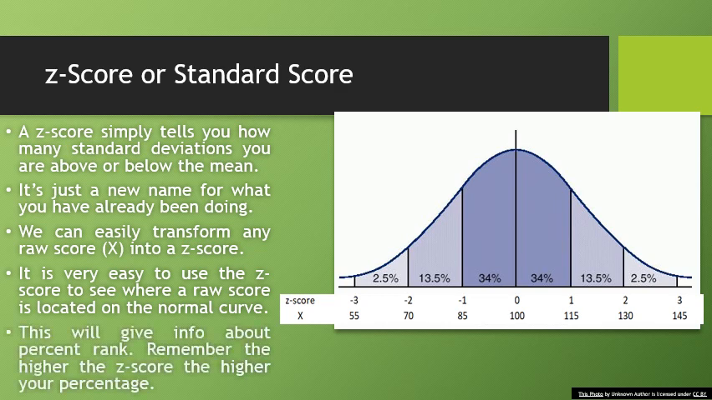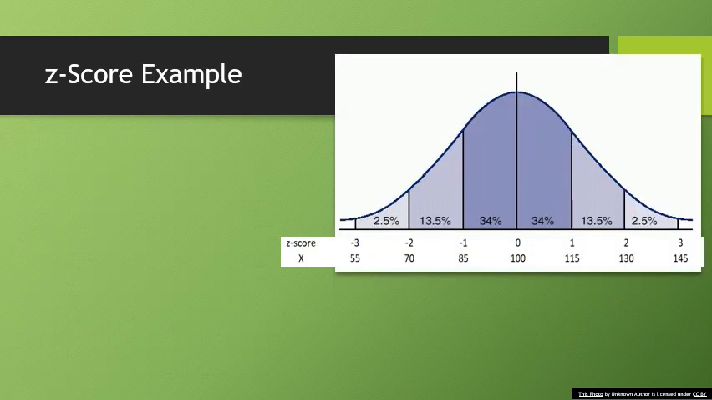Okay. And this will give us information about percent rank. You remember percentile rank? The higher the Z-score, the higher your percentage. Okay. So a person that has a percentile rank of 98% did much better than a person with a percentile rank of 50%, right? So we can just compare Z-scores. In this way we can say a Z-score of 2 is much better than a Z-score of 1. And a Z-score of 1 is much better than a Z-score of, say, -2.5. The higher your Z-score, the higher the original raw score. They're correlated together.